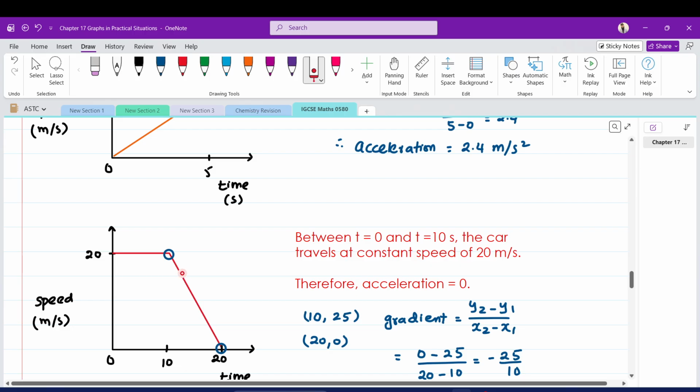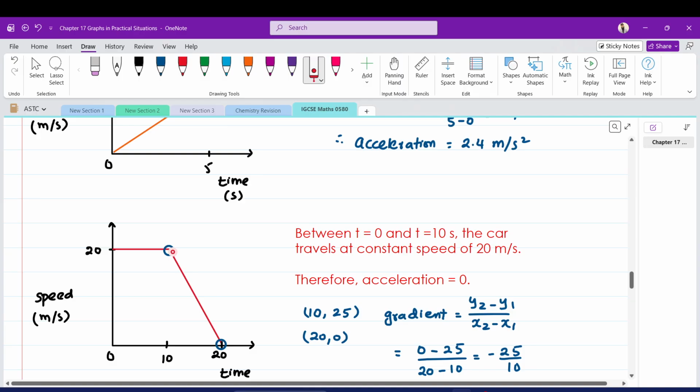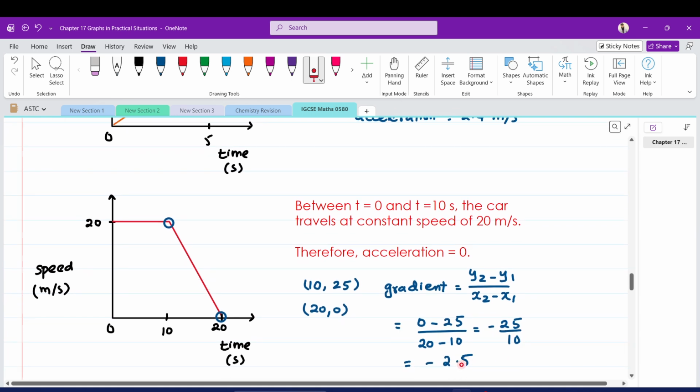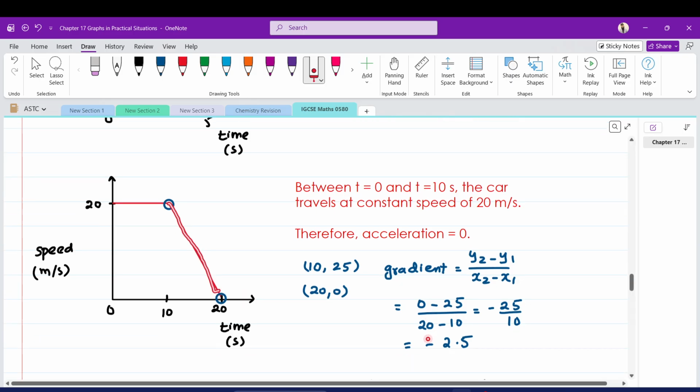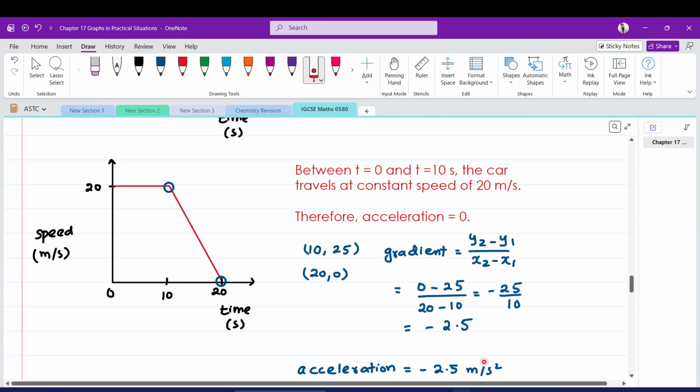Now we need to work out the acceleration of this part. Again, we have taken two coordinates, 10, 20 and 20, 0. We apply the formula to work out the gradient. So we have 0 minus 25 over 20 minus 10. That would be minus 25 upon 10, which is minus 2.5. And it makes sense. Why would we get a negative gradient? Because from left to right, the graph is going downhill. So the acceleration is going to be minus 2.5 meters per second square.